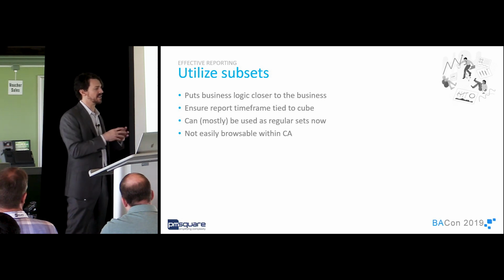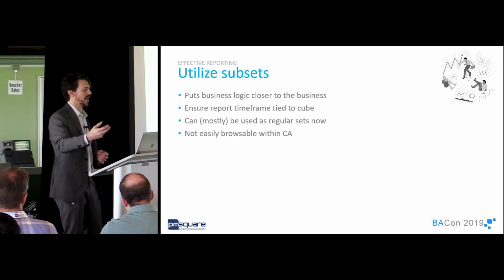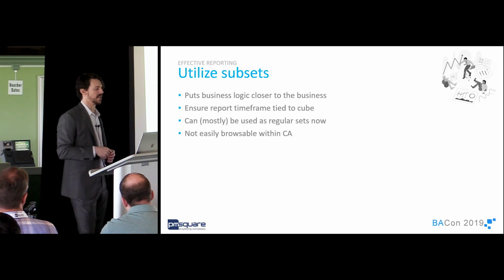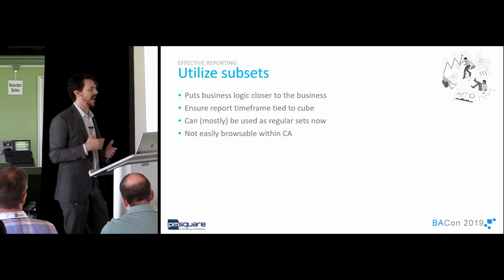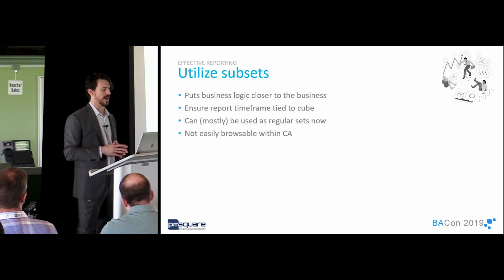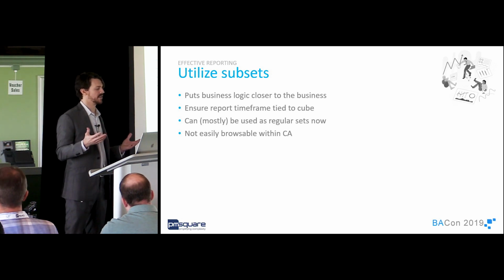So rather than create that set within Cognos, which is super easy to do, there's no problem with doing that. But if you can actually pull it from Planning Analytics, those can be dynamic on the Planning Analytics side. And like I said, it's a little closer to the business. So whenever possible, work with your modeler, ask for subsets for whatever makes sense for your business.